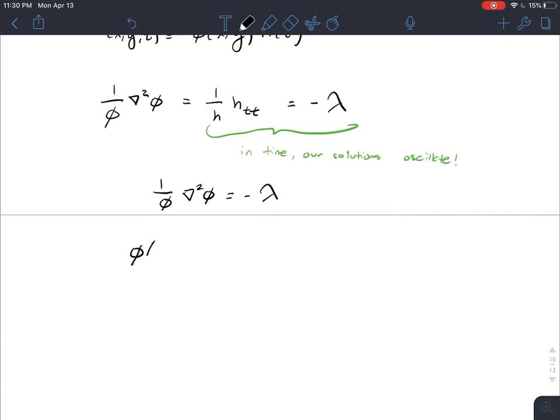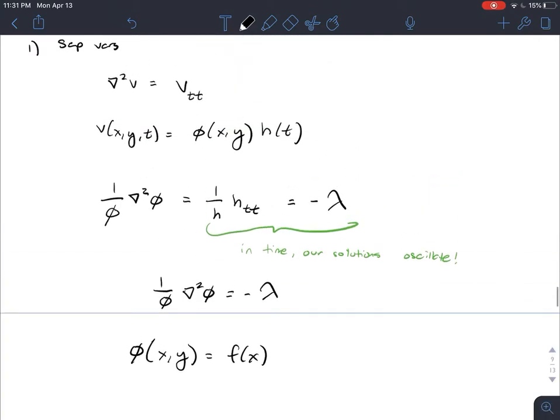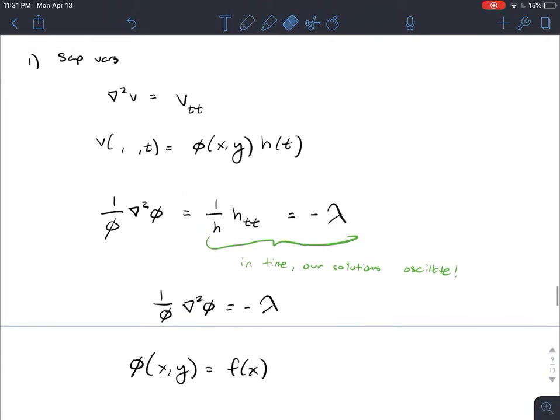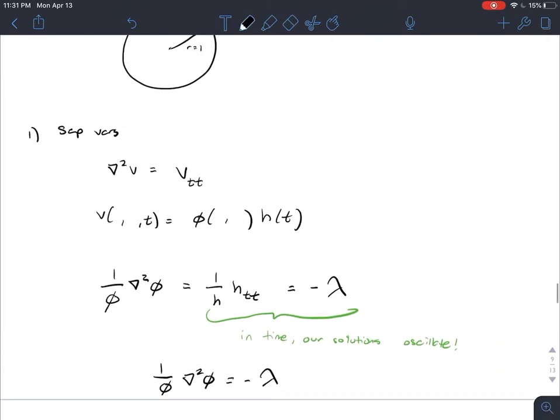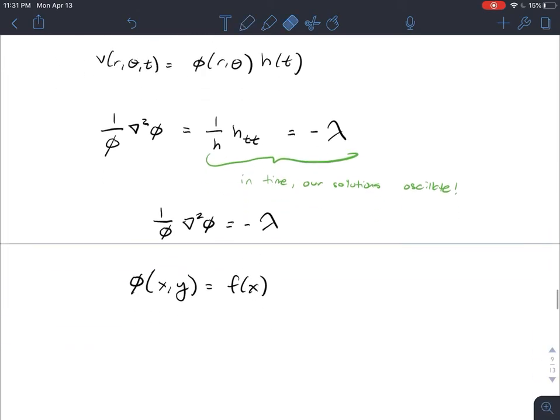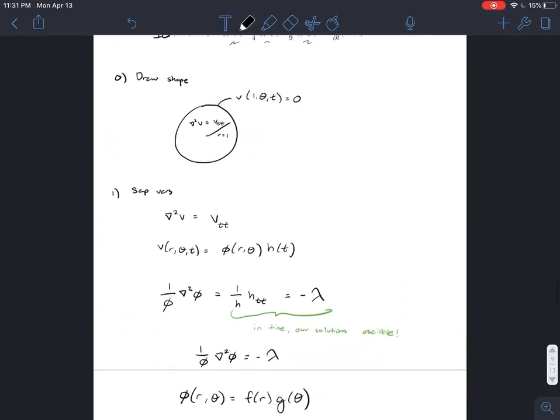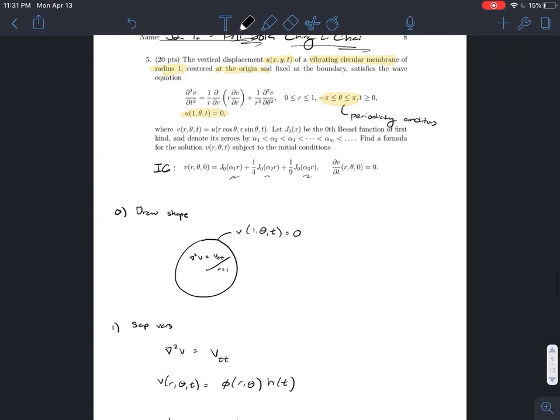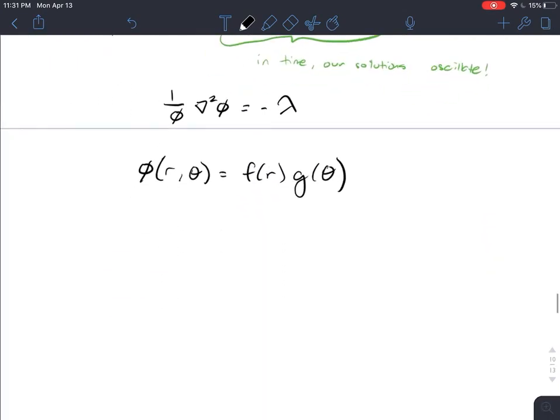Cool. So moving on, we have to continue separating out this relationship right here. So let's redefine phi of x, y equal to f of x. I just realized I was doing x and y. Let's change this up real quick. So r, theta, oops, phi(r, theta) equals f of r, g of theta. All right, everything should be fine and dandy now, hopefully. Let's take a quick look. Yes, we're good. Okay, sorry about that.